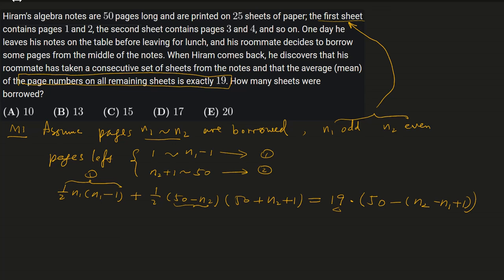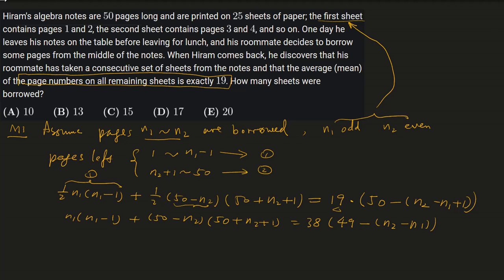So now let's expand the brackets and collect the terms. First, we'll remove the fraction 1/2 by multiplying by 2 on both sides. So we have N1 times N1 minus 1 plus 50 minus N2 times 50 plus N2 plus 1 equals 38 times 49 minus N2 minus N1.